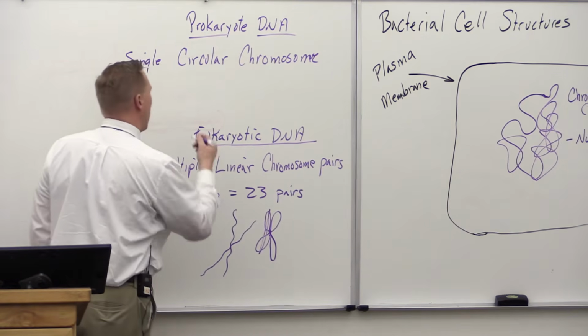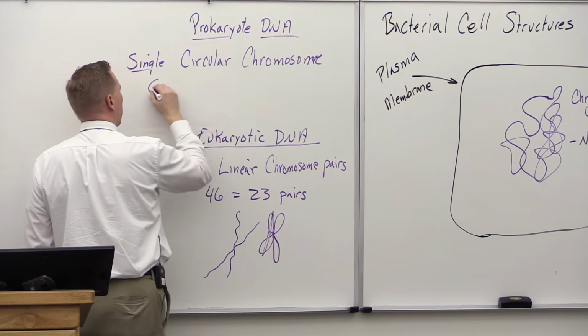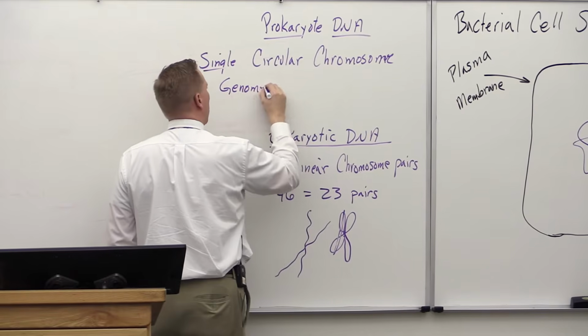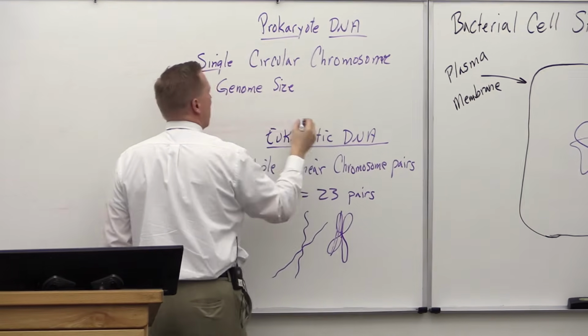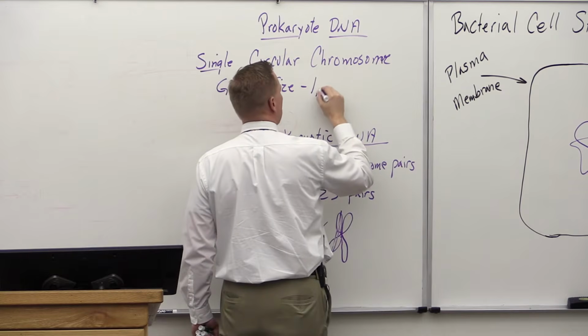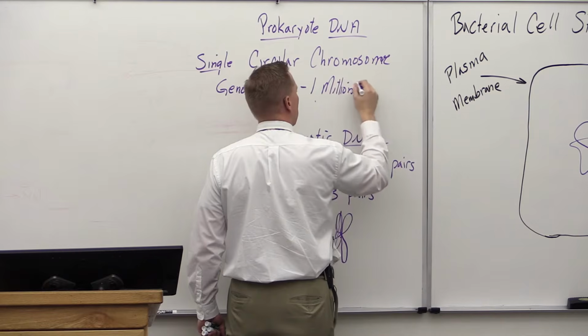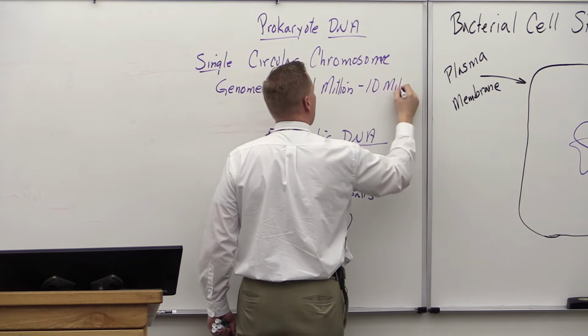The size is quite a bit different too. In prokaryotes, you'll get a genome. Now we're talking about size. So a typical genome size might be 1 million to 10 million base pairs.